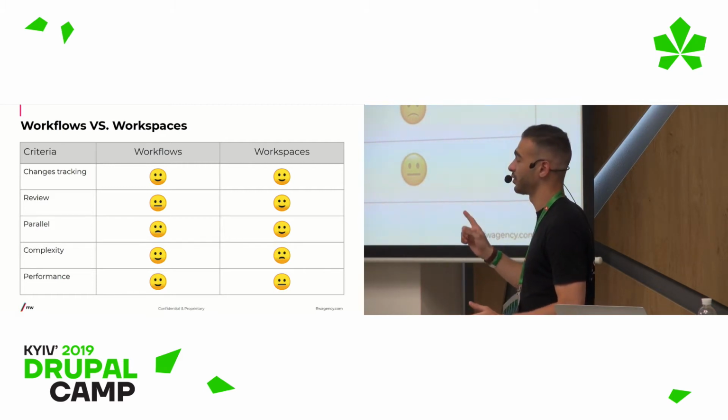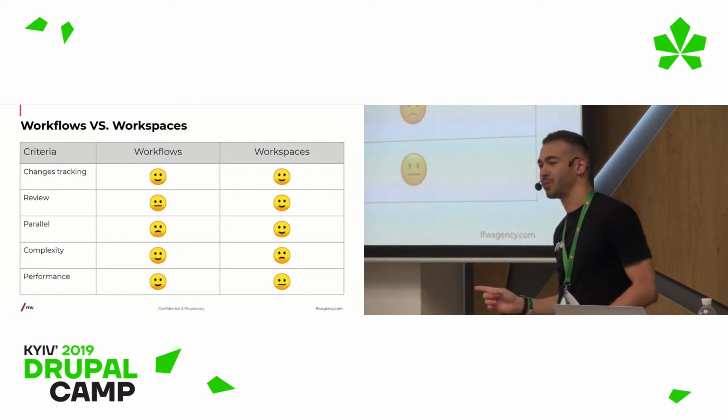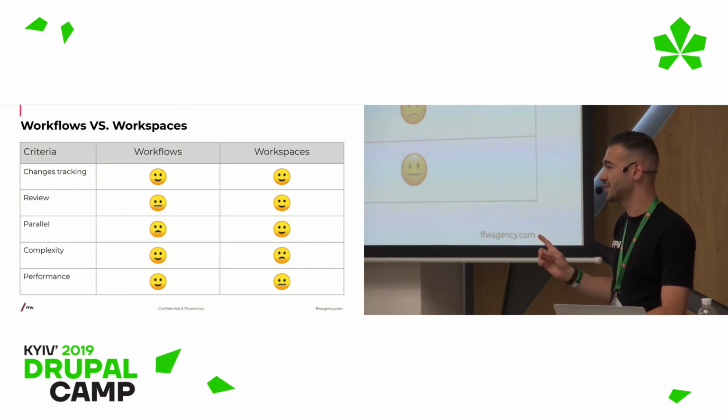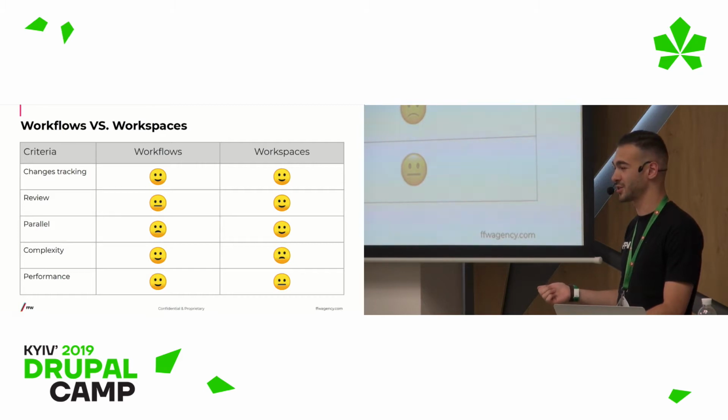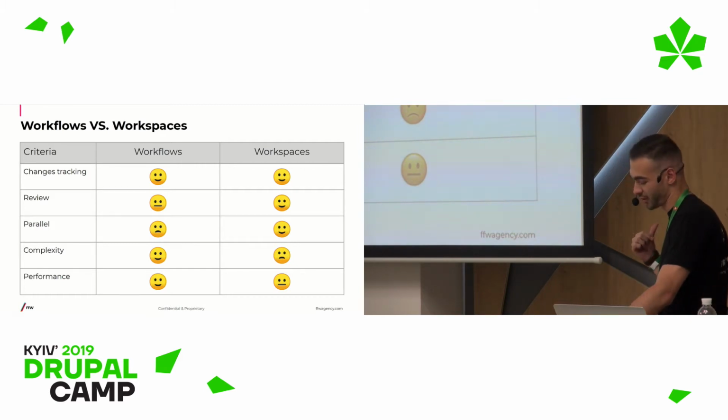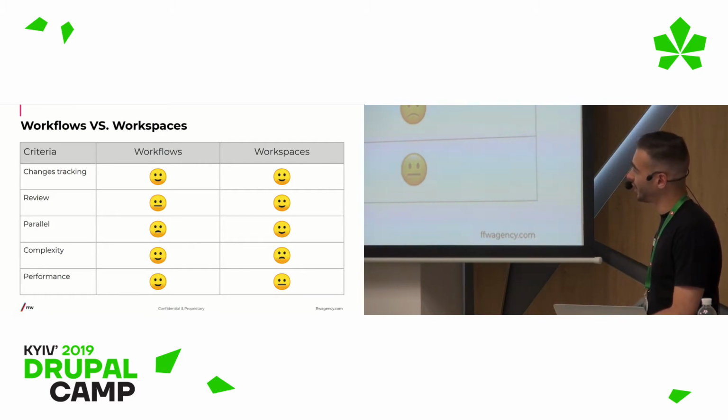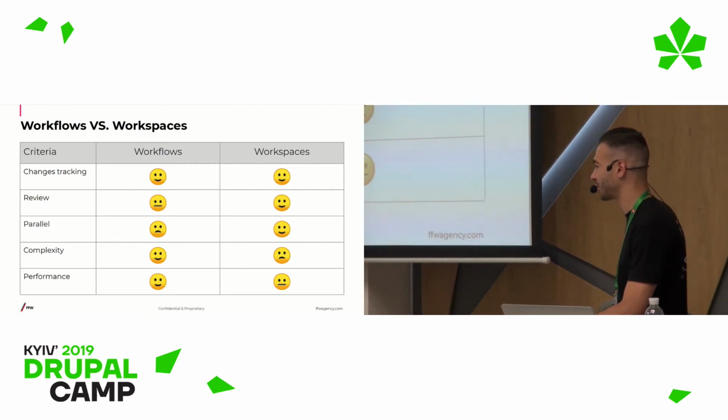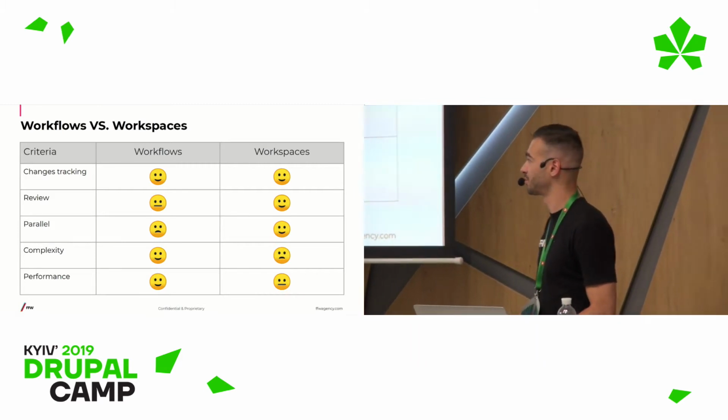In case of workflows, it's not that good because when you have related entities, not the latest revisions are shown by default. It was not possible to have menu links not published at all until Drupal 8.7. You can solve some of these problems, like with related entities, but it's not coming out of the box and you will have to struggle with it pretty a lot.